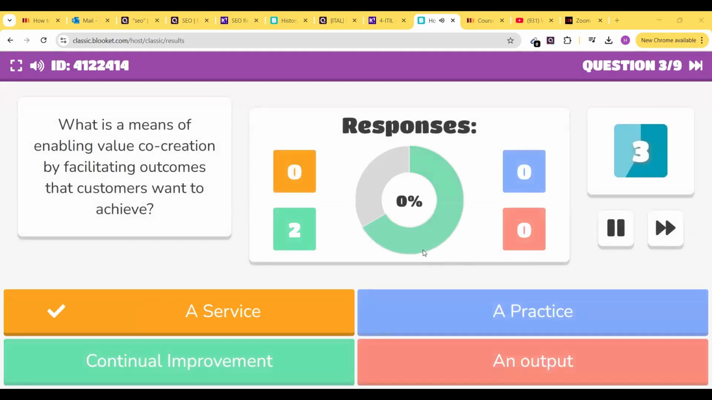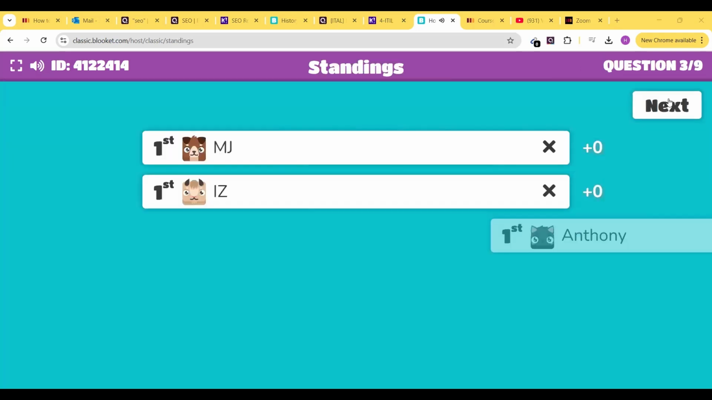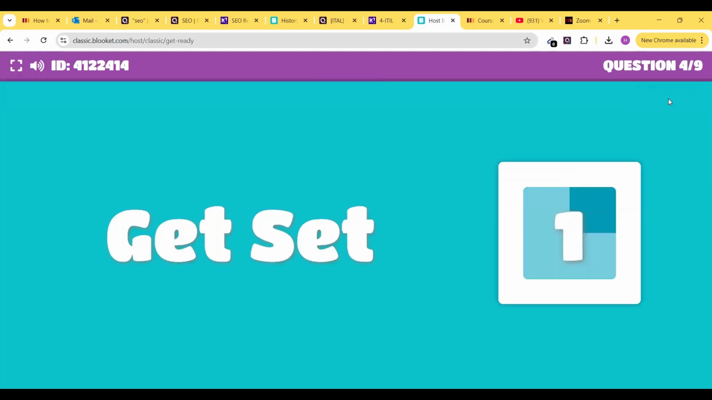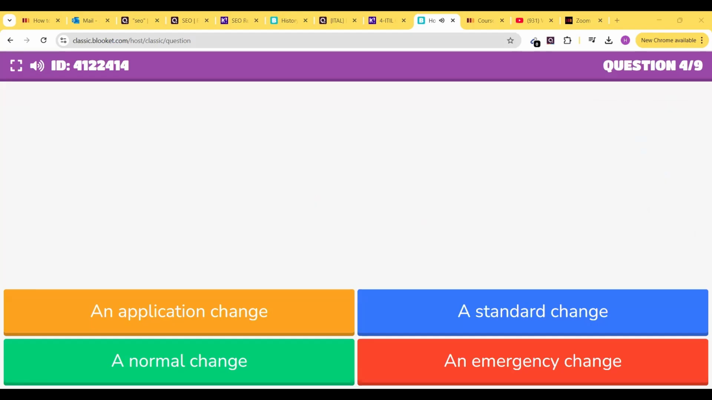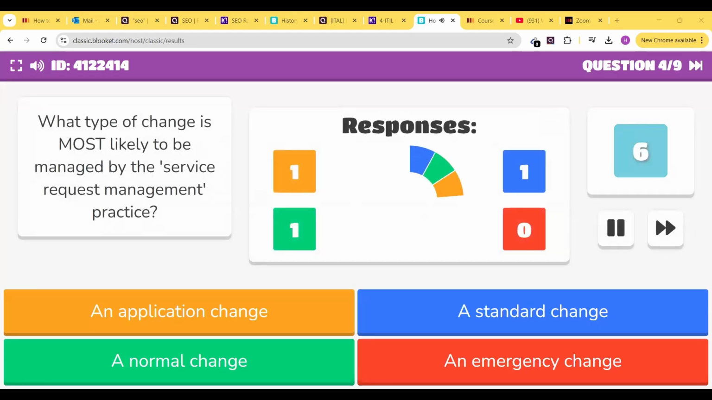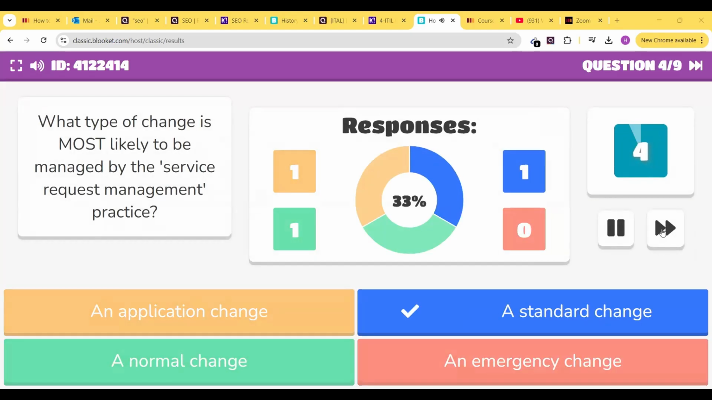So I would accept continual improvement and a service. I would say that both are correct. So on a test, I would also accept continual improvement. So what type of change is most likely to be managed by the service request management practice? So a standard change. Yeah.